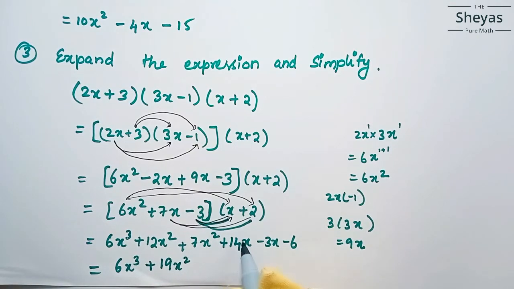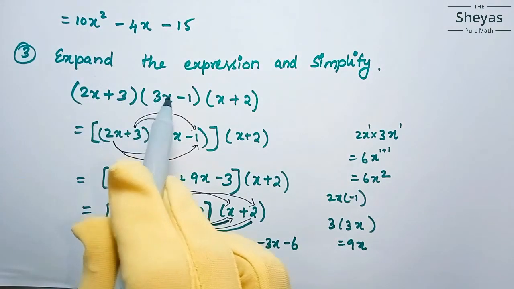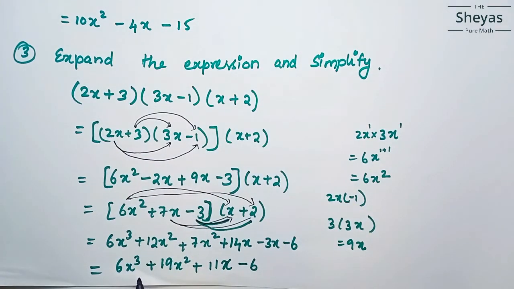Then here you have 14x and minus 3x, like terms. So 14x minus 3x. Different signs you are having, so you have to subtract that. So 14x minus 3x will be 11x. Then only one constant term you are having, minus 6. So this is the required answer. If you expand 2x plus 3, 3x minus 1, x plus 2, you will be getting the answer 6x cube plus 19x square plus 11x minus 6.